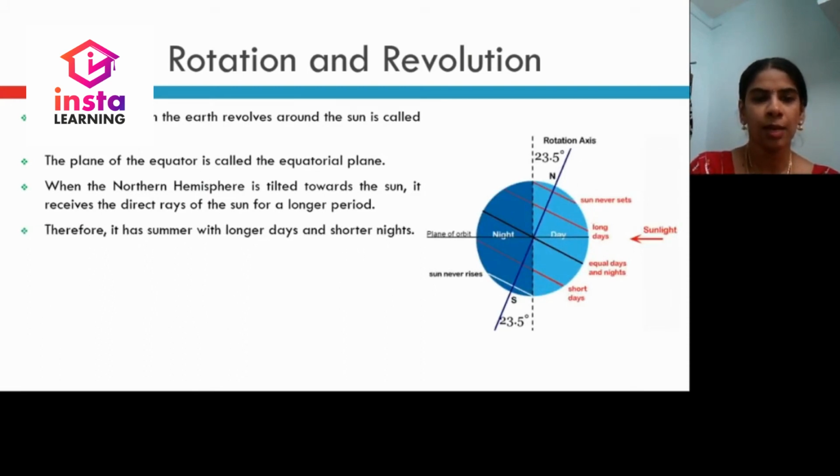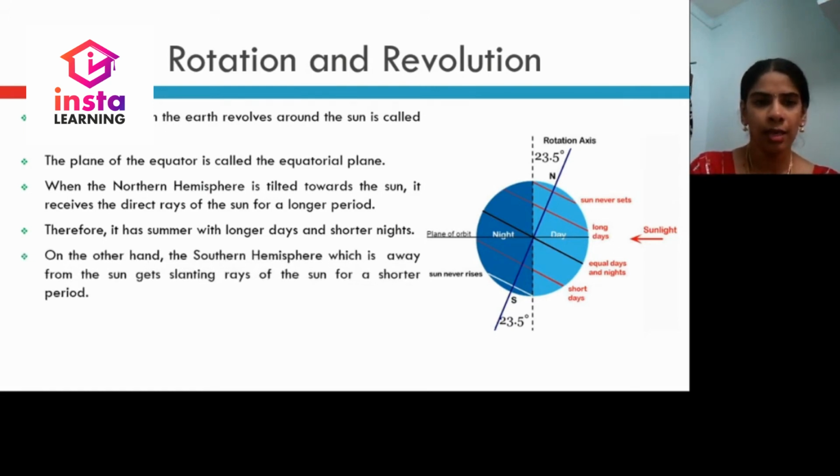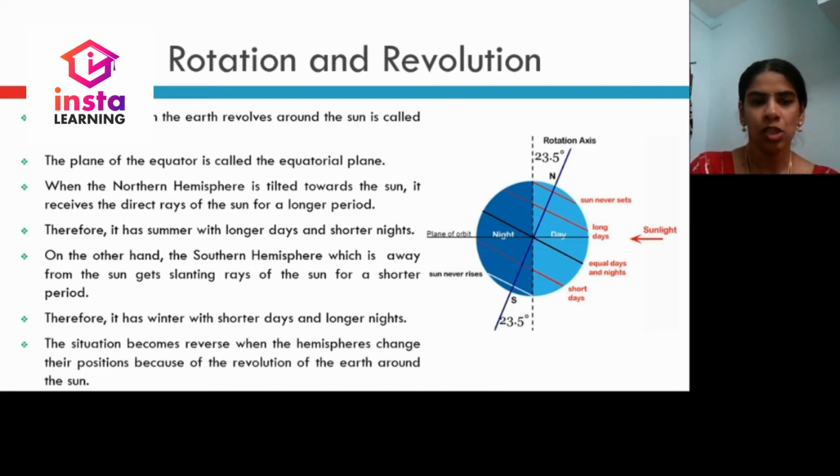Therefore, it has summer with longer days and shorter nights. On the other hand, the southern hemisphere, which is away from the sun, gets slanting rays of the sun for a shorter period. Therefore, it has winter with shorter days and longer nights. The situation reverses when the hemispheres change their position due to the revolution of the earth round the sun.